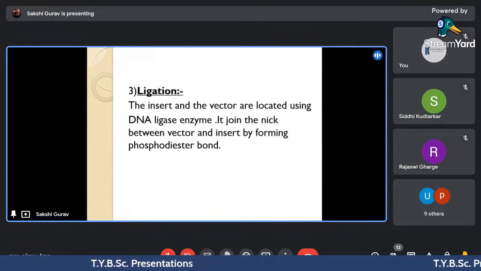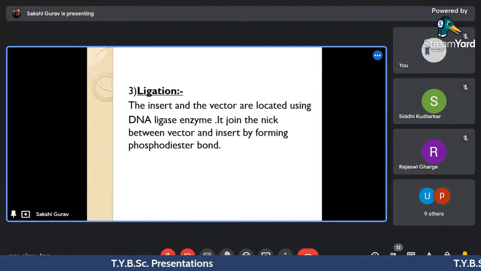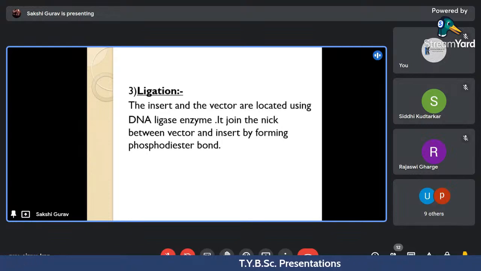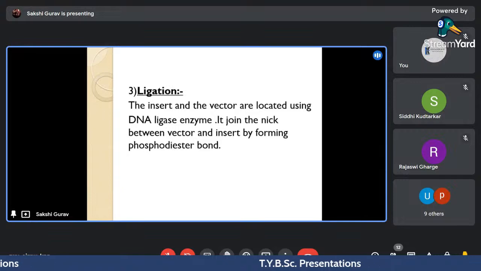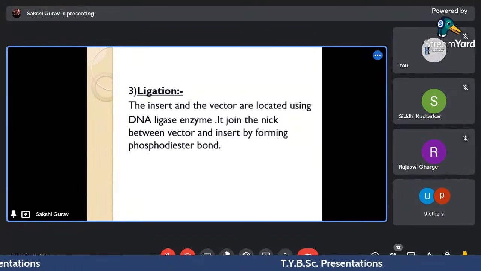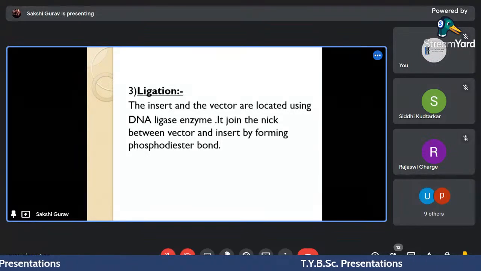Now, we have the insert that has an A nucleotide overhang, and we also have a plasmid that has a T nucleotide overhang. So now we have to join the insert and plasmid. We have to ligate, and for this ligation, DNA ligase enzyme is used. This DNA ligase enzyme will join the vector and the insert by forming a phosphodiester bond between the 3 prime OH of the adenine residue and the 5 prime phosphate group of the plasmid.